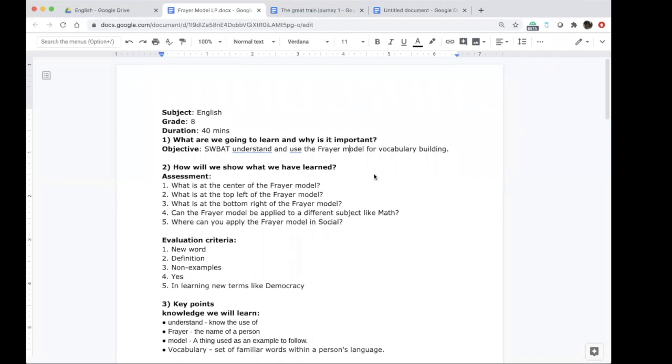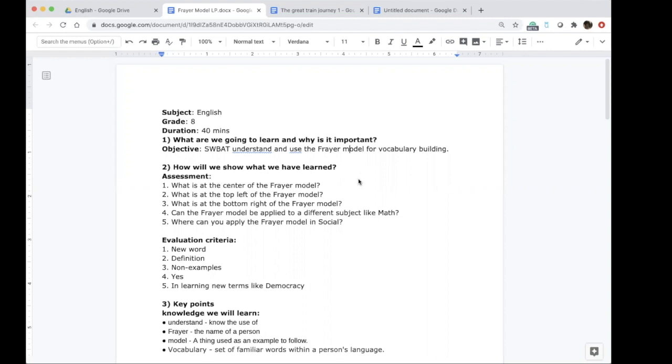Okay, guys, we can get started with the lesson. I think today we will do a slightly different class. We're not going to read the story, but we will learn something which is called Frayer's model. This Frayer's model is used to understand new words, to understand vocabulary.